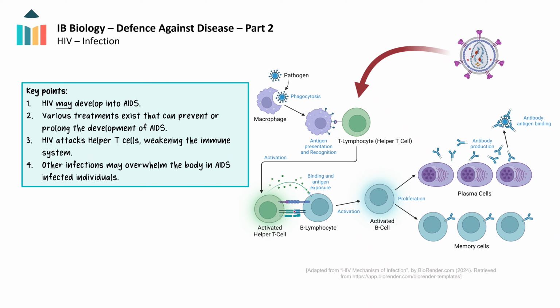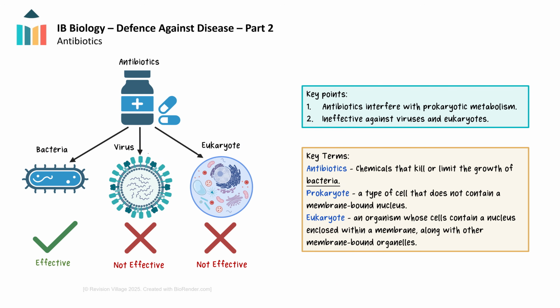A reduction in helper T cells, or T lymphocytes, disrupts the cascade of immune cell interactions that ultimately leads to antibody production. Without enough helper T cells, B cells aren't effectively activated, so fewer plasma cells form and antibody production drops. This weakens the immune system over time, making the body vulnerable to other infections that would otherwise be relatively easy to eliminate. AIDS is therefore characterized by severe immunodeficiency.